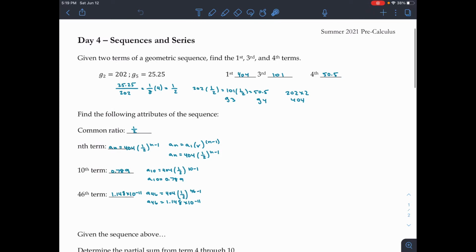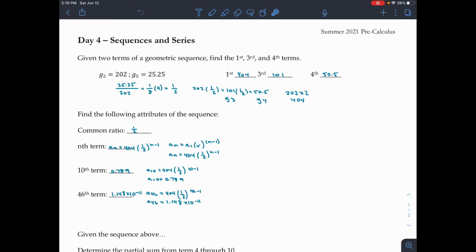Okay, so this is day 4 of our worksheet, and it says there are two terms of the geometric function. We have to find the first, third, and fourth, given the second and fifth one. As you can see, the fifth one is 25.25, and the second one is 202. So we just divide these two, and we get 1 over 8.